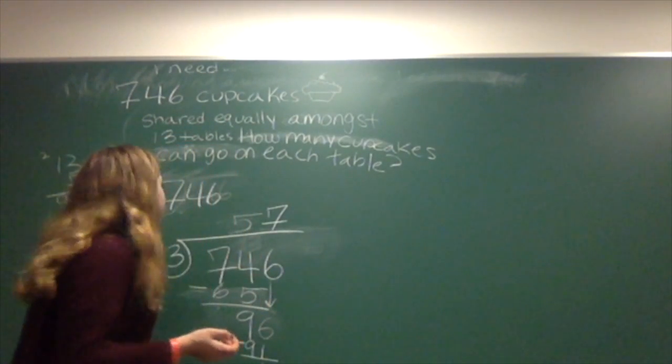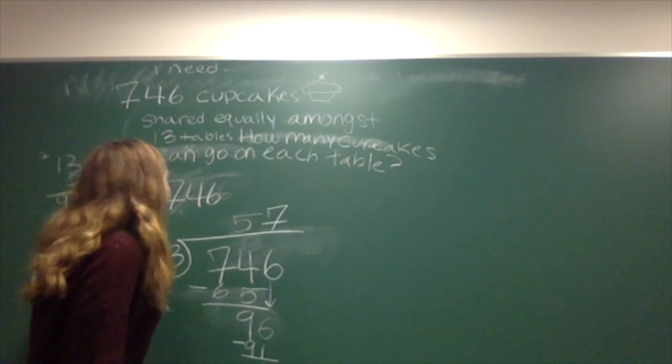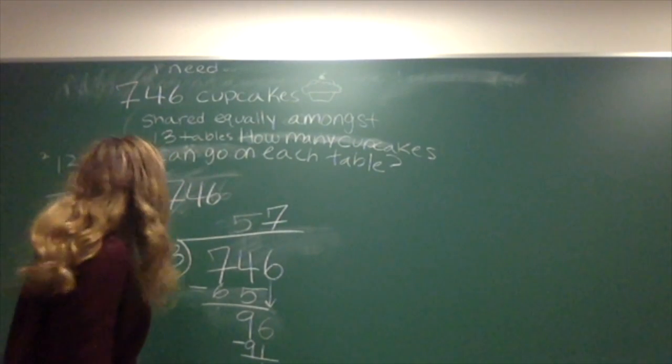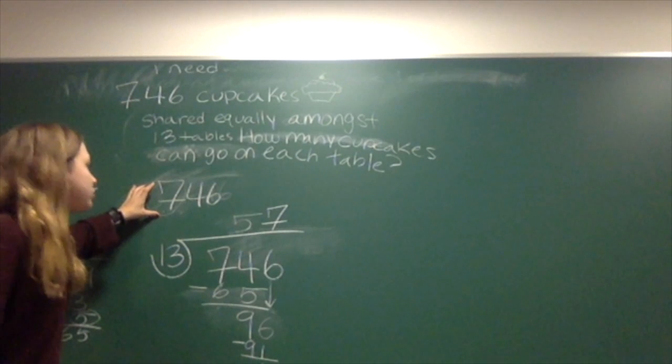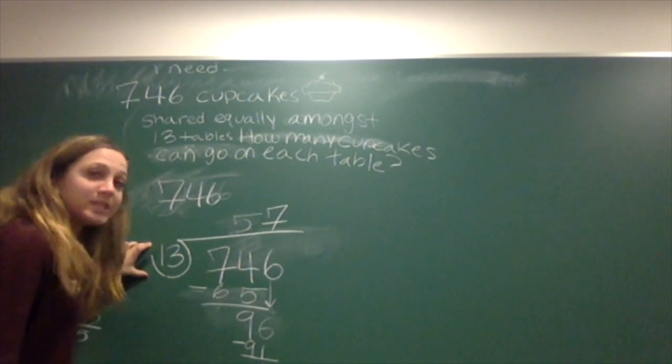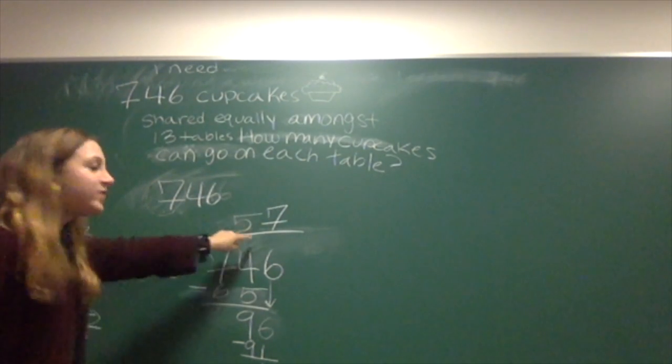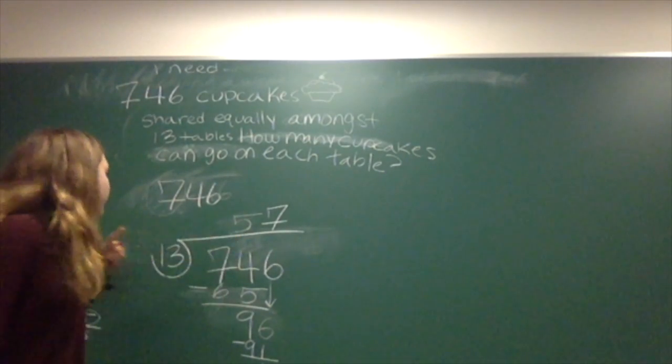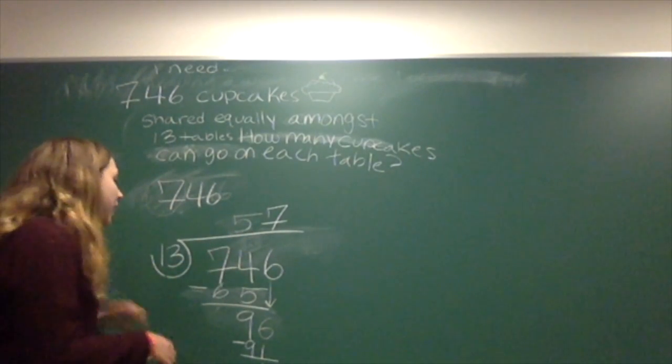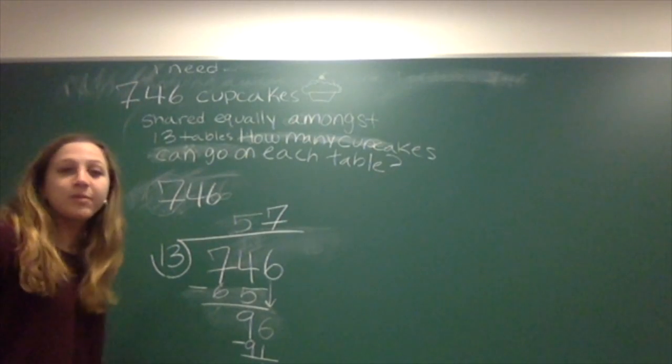So in the end, with the 746 cupcakes that I'm given, that I want to equally share amongst 13 tables, I can put 57 cupcakes per table and still have 5 left over. I think I'm going to eat them later.